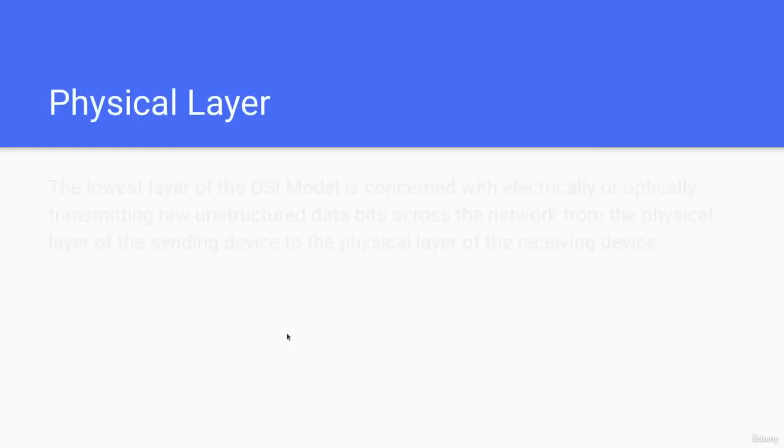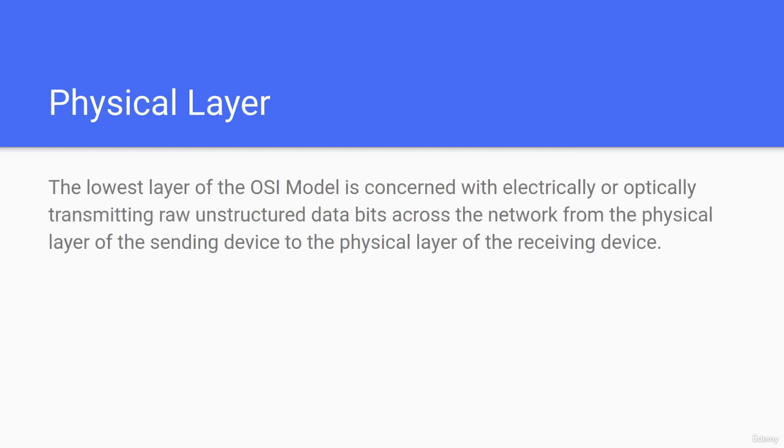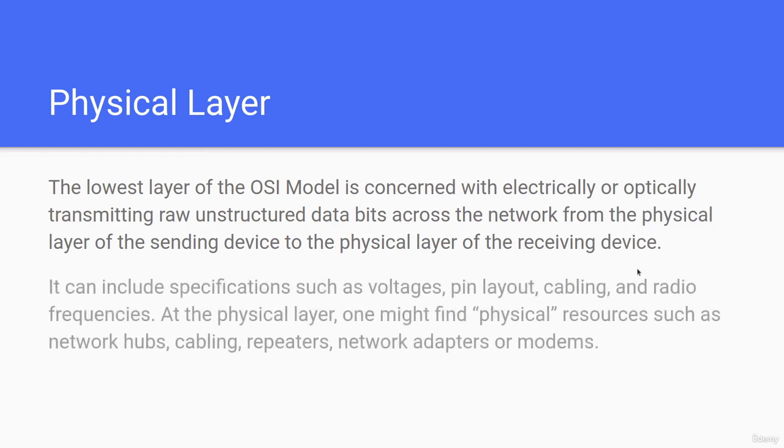Now let's start with the physical layer. This is the lowest layer of the OSI model, which is concerned with electrically or optically transmitting raw and structured data bits across the network, from the physical layer of the sending device to the physical layer of the receiving device. So from sending to receiving. It can include specifications such as voltage, pin layout, cabling, and radio frequencies. At the physical layer, one might find physical resources such as network hubs, cabling, repeaters, network adapters, or modems.